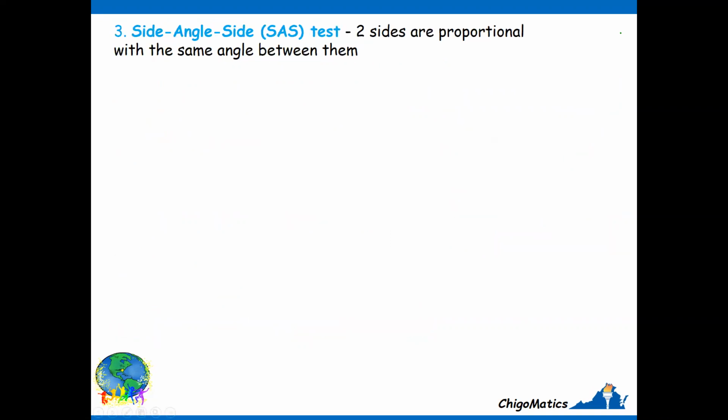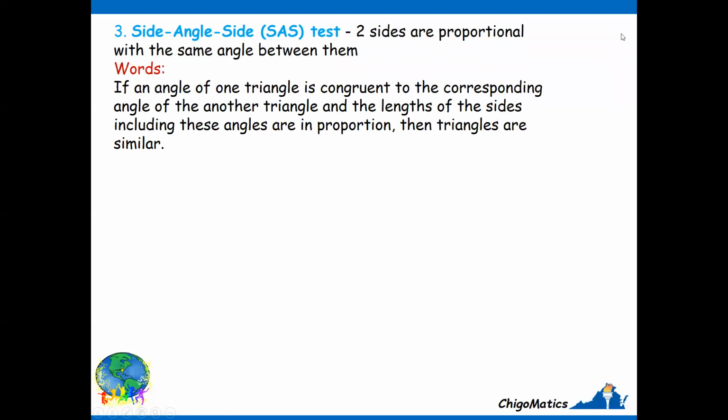Okay, enough of that. Then the third and last one is the side angle side test. Two sides are proportional with the same angle between them. In words, we are saying if an angle of one triangle is congruent to the corresponding angle of the other triangle, and the lengths of the sides, including these angles, are in proportion, then triangles are similar.